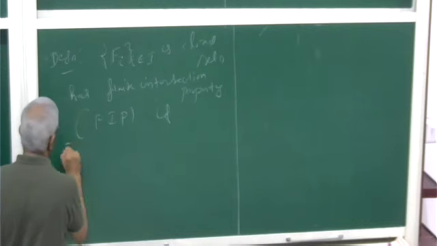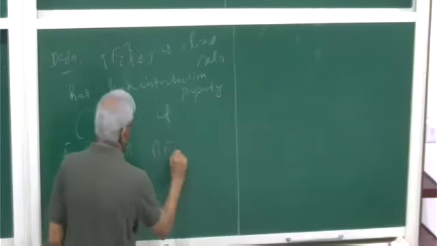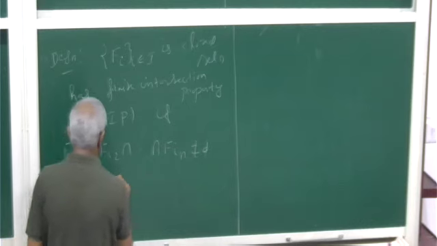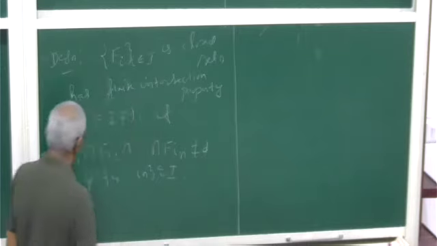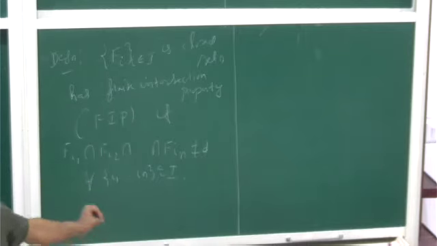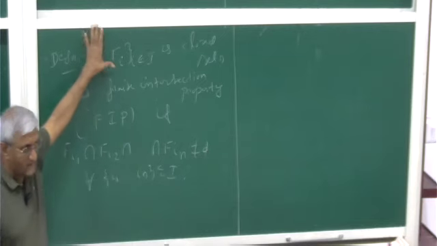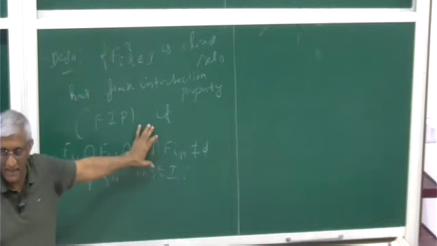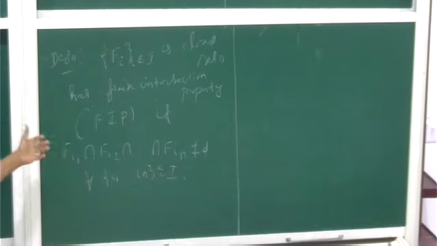If you take F_i1 intersection F_i2 intersection up to F_in, it is not equal to empty for all finite i1 up to in in the indexing set I. You have a collection of closed sets. If you take any finite sub-collection of them, then their intersection is non-empty. That is what it means to have the finite intersection property.